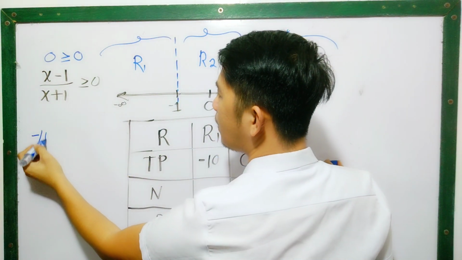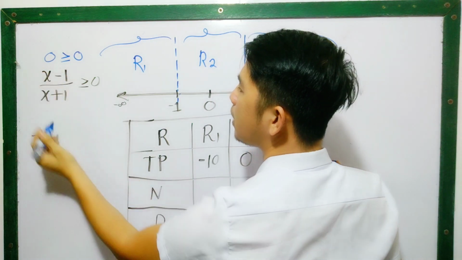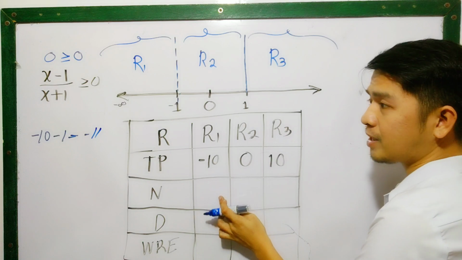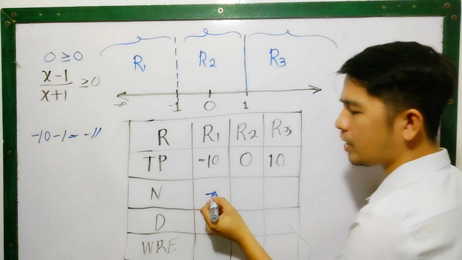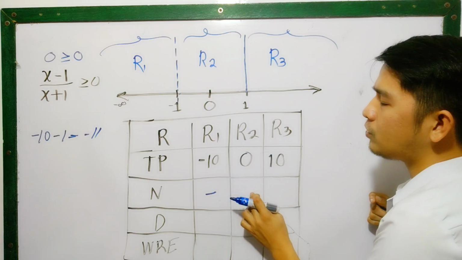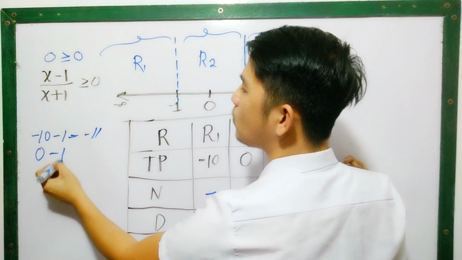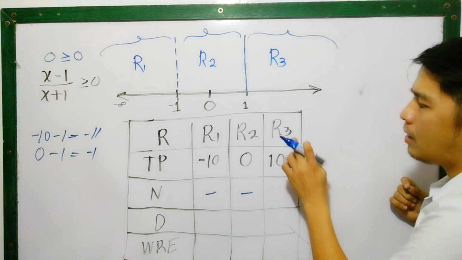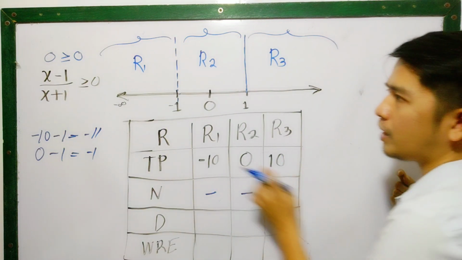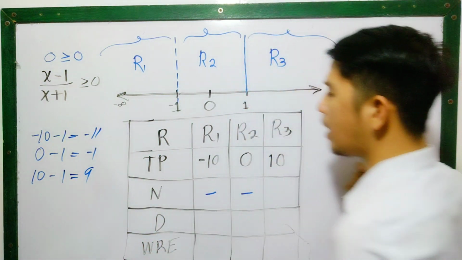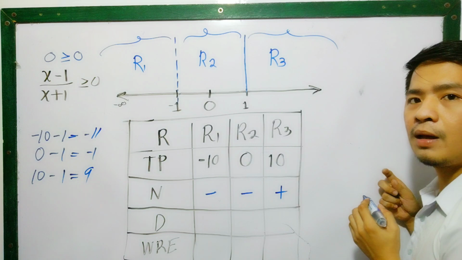So, negative 10, ito kasi yung numerator, no? Negative 10 minus 1, negative 11. Since ito ay table of sign, yung sign lang kukunin natin. So, negative sign. When x is 0, what will happen to the numerator? That is 0 minus 1, negative 1. So, negative. When your x is positive 10, what will happen to the numerator? 10 minus 1, positive 9. So, this is positive. Okay?